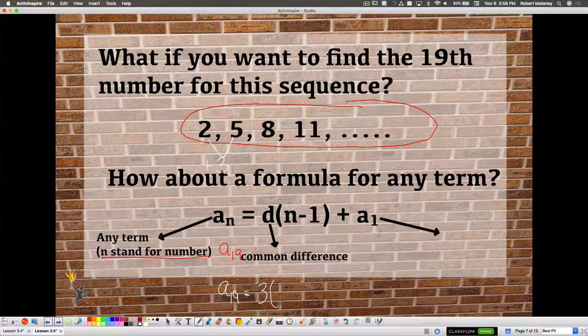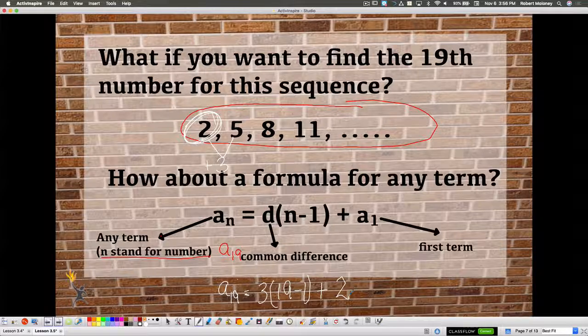Now I already know what n stands for. It stands for the number. So n stands for 19 minus 1 plus, now we've got a sub 1. A sub 1 stands for the first term in the sequence. So going back again to the sequence, here's my first term. So now I've got to put 2 at the very end. With this information, I can figure out the 19th term in the sequence.